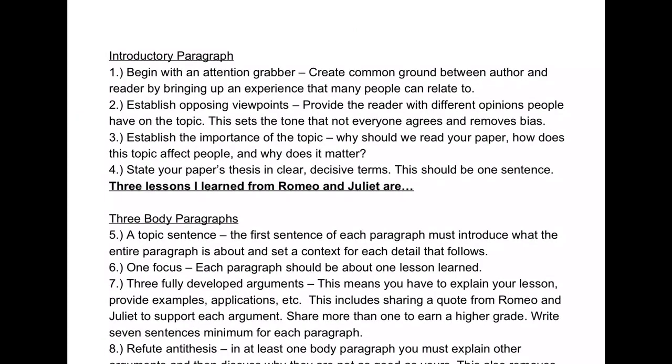The next task, number 2, establish opposing viewpoints. This is where you provide the reader with different opinions people have on the topic. It sets the tone that not everyone agrees and removes bias.